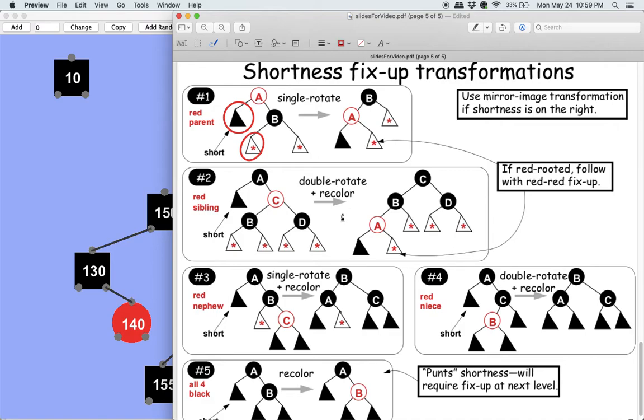So here, basically I have a double rotation. What happens is C rotates over A, and then B rotates over A. And the result ends up looking like this, where A ends up dropping down 2 levels, it becomes red. And that's the transformation. Again, there's one situation. If this subtree is red-rooted, I'm going to have a red-red problem here, and then I do a red-red fix-up to solve that problem.